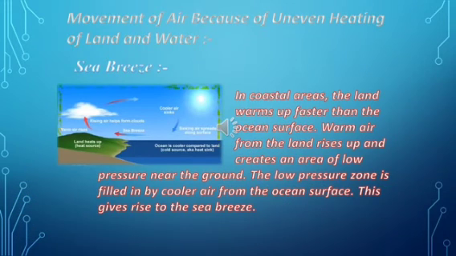Now the second reason, movement of air because of uneven heating of land and water. Now this concept is already studied, but just understand this here again. In the coastal areas, the land warms up faster than the water. So what happens? Warm air from the land rises up. As the air rises up, it will create an area of low pressure.